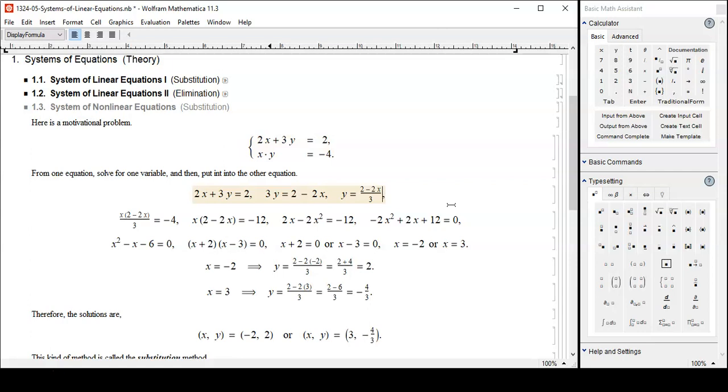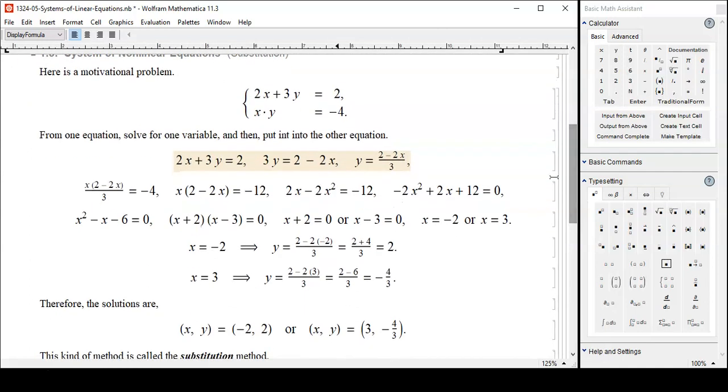2x plus 3y equals 2, so solving for y. Okay, 3y is 2 minus 2x, and then dividing by 3, we get this. There's a fraction, so let me use a little bit bigger font. All right, this is y, so substitute it in place of y, and I get x times that thing equal to negative 4, so what do we get? And we have a quadratic equation.